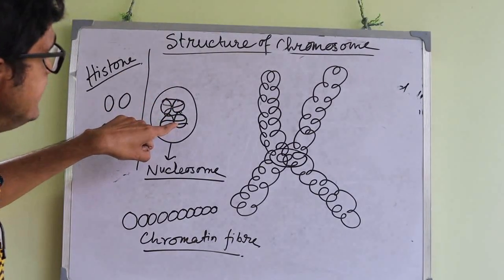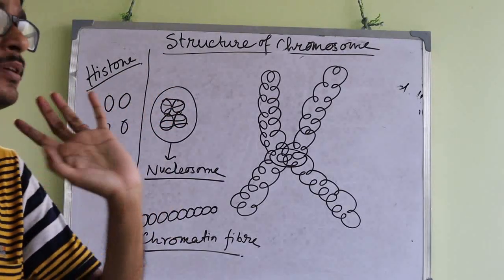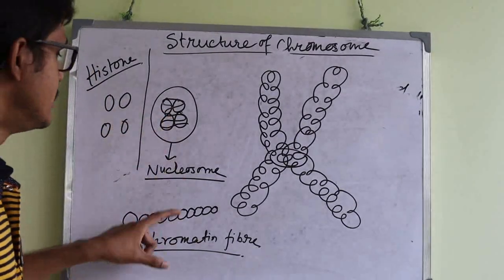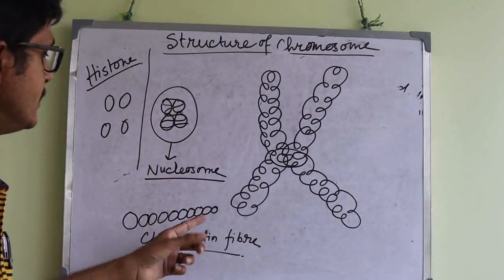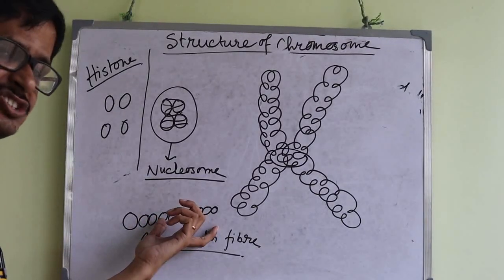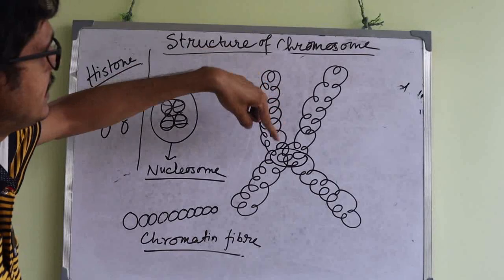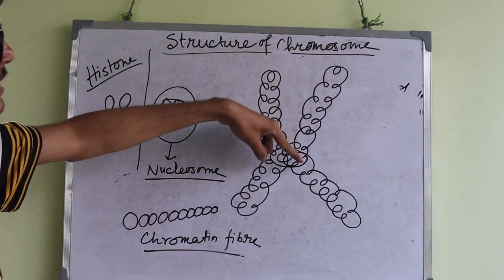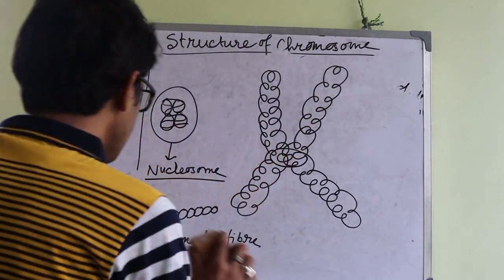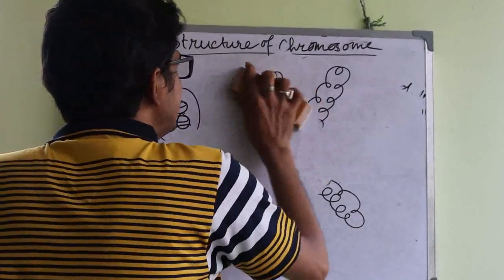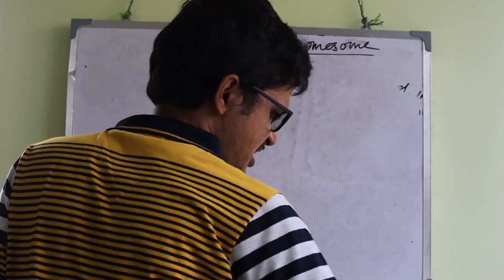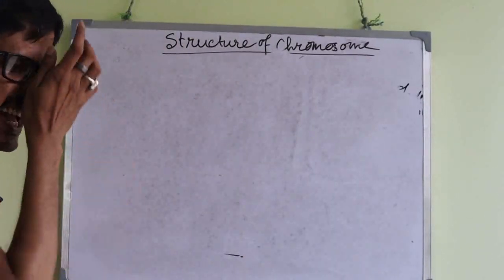What is a nucleosome? The DNA along with 8 histone proteins. Now this chromatin fiber combines with each other, making a chain-like structure, and the chromatin fiber makes a butterfly-like structure that is known as a chromosome. Now here I have told about the DNA. What is DNA? DNA is a double helix structure, deoxyribonucleic acid.